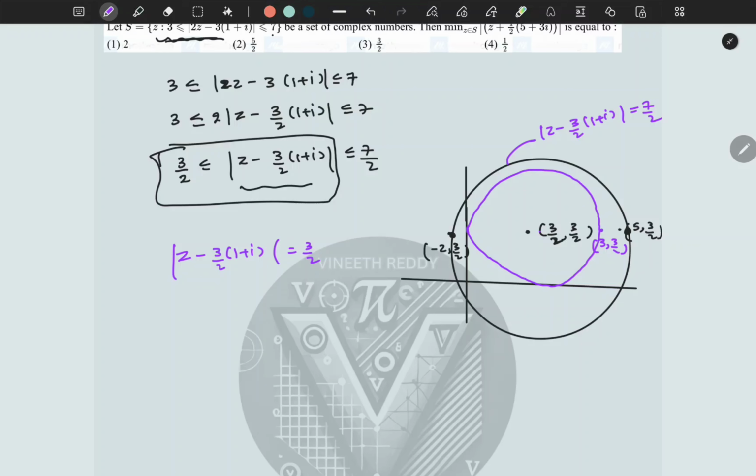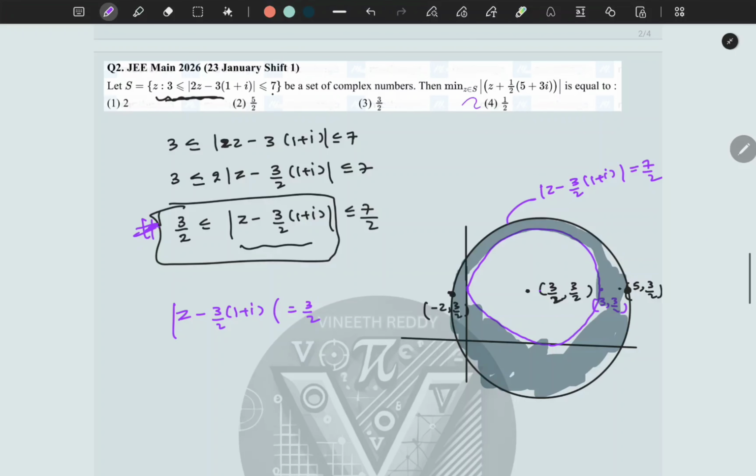Now we are interested to find, what does this region give us? This region will be all the points lying on the circle and this shaded region. Yeah, this shaded region, right? That means there are infinite such points.